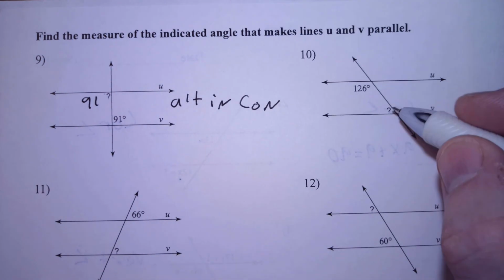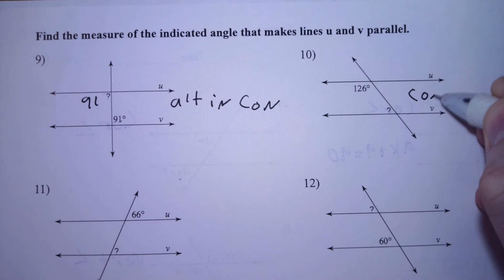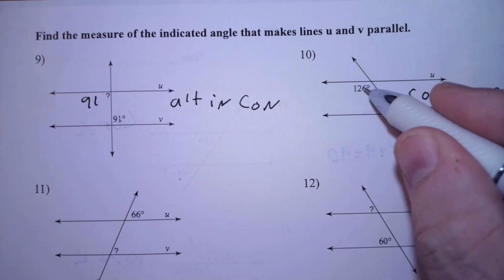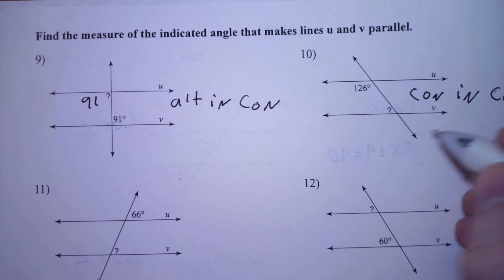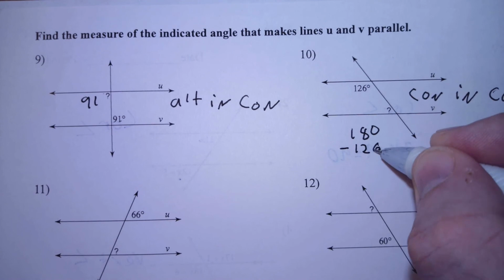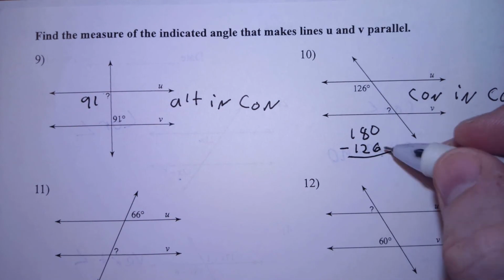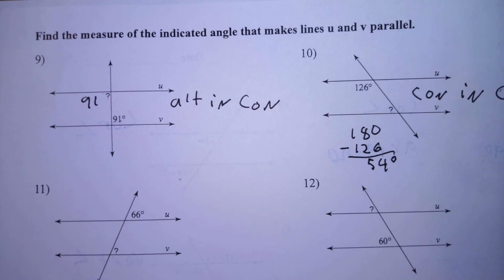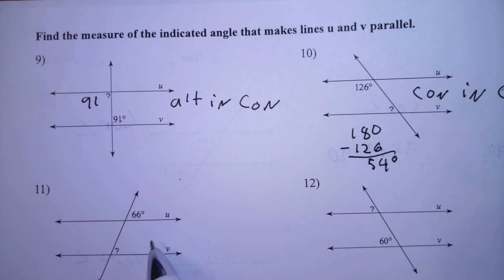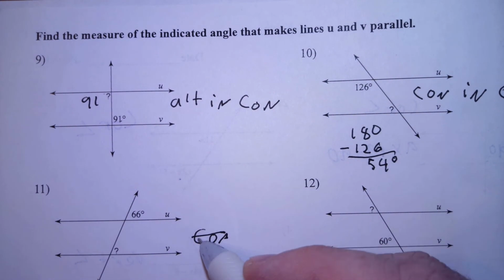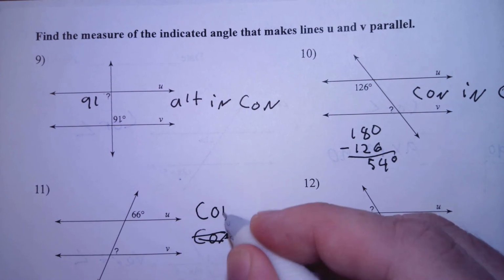Okay, this is the consecutive interior converse. They're supposed to add up to 180. So I just need to do 180 minus 126, and I will get the answer, and that answer will be 54 degrees. Okay? Here, consecutive, not consecutive, corresponding angles.